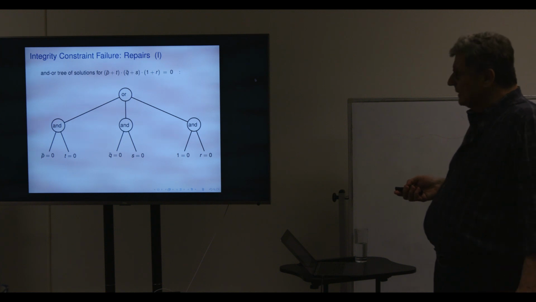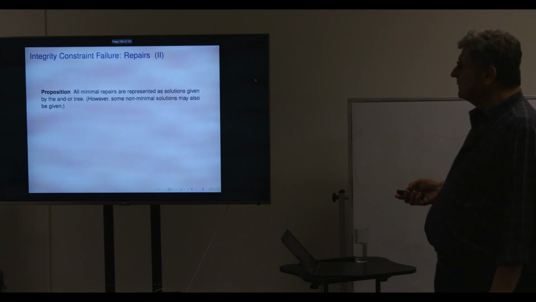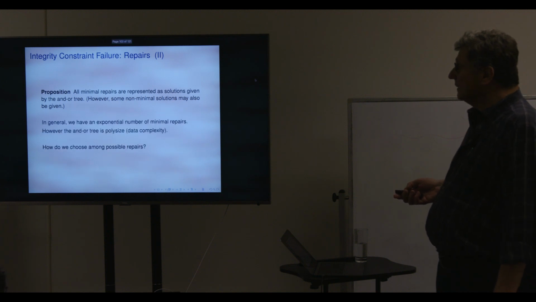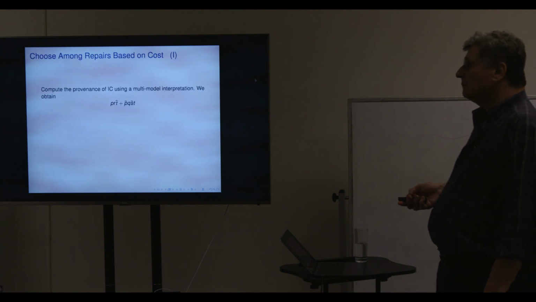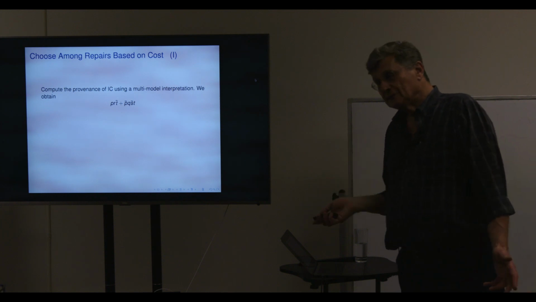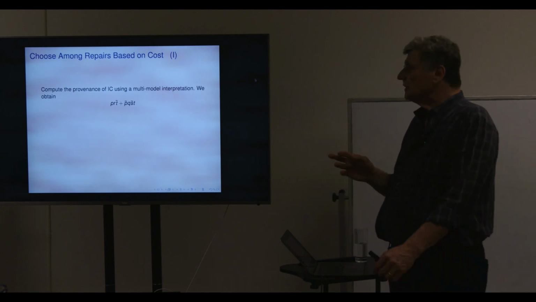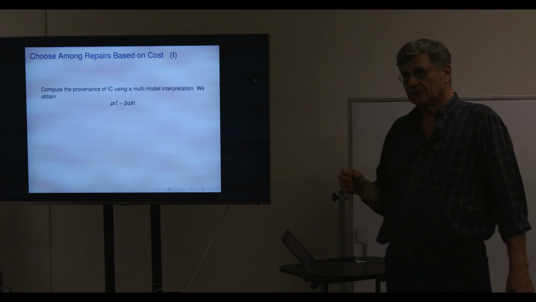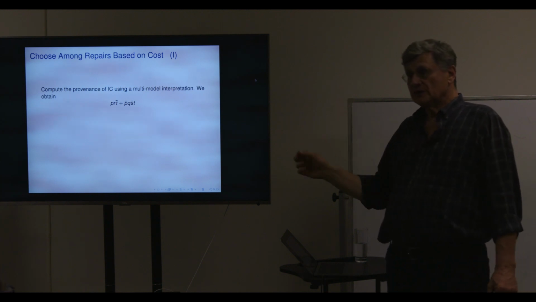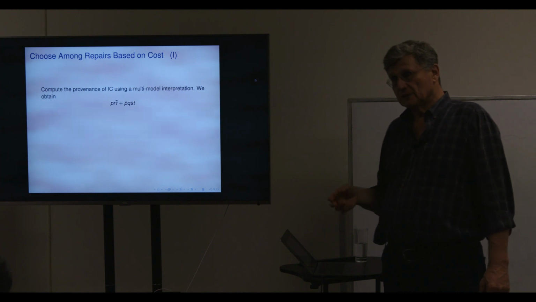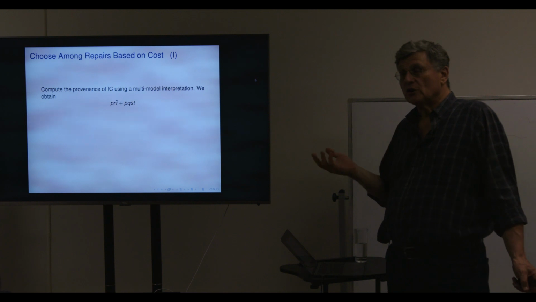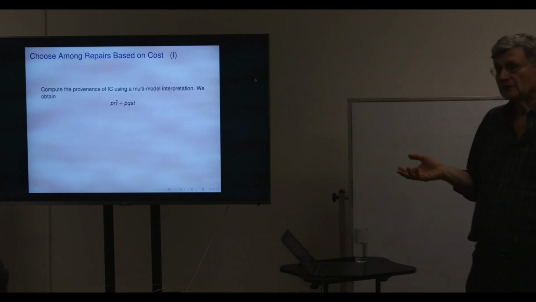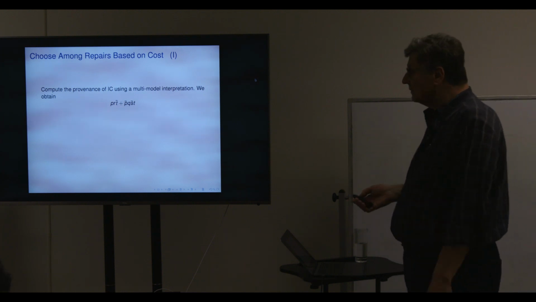So unfortunately, I think this is all I have time to say. There's a theorem that all the minimal repairs appear in such an AND or tree. But there's other things you can do which I didn't have time to say. So for example, once you have identified the repairs, you can actually choose between the repairs also using this provenance method to choose, for instance, a repair that's cheapest, least cost, or highest confidence. That's also possible.